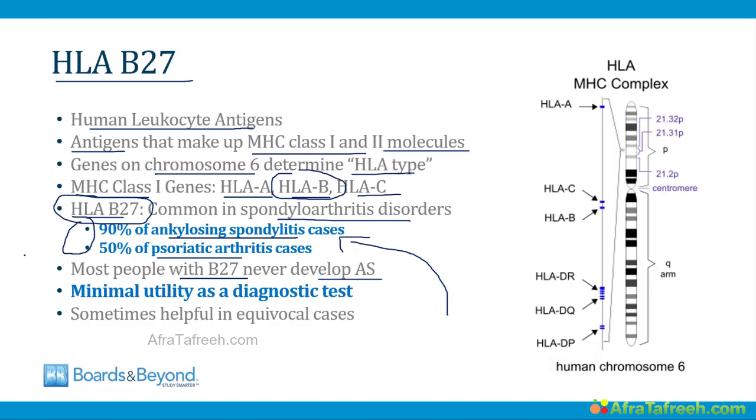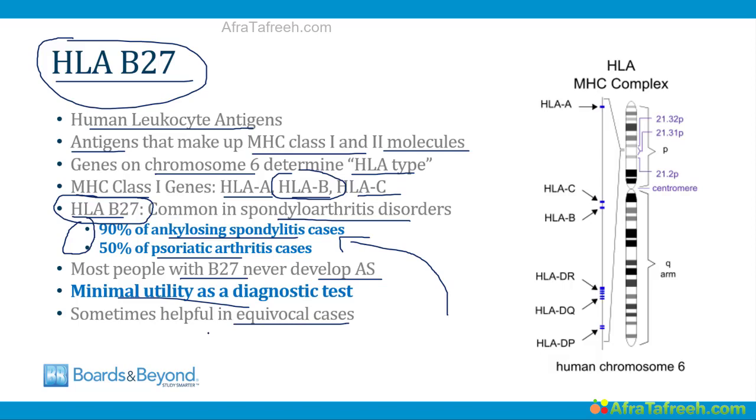Because you find B27 in many patients who never develop disease, it's really not very useful as a diagnostic test. In a board question, it's probably going to be a wrong answer, so be very leery of choosing HLA-B27 as the test for someone who you think might have a spondyloarthritis. In actual practice, it's sometimes helpful in equivocal cases, but as I said, it's not very sensitive or specific.